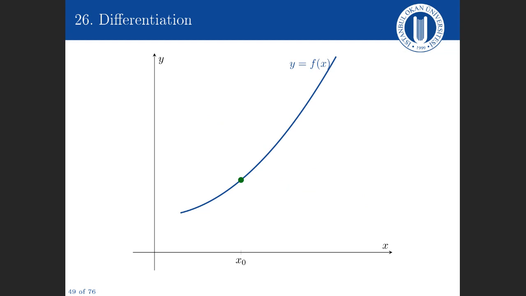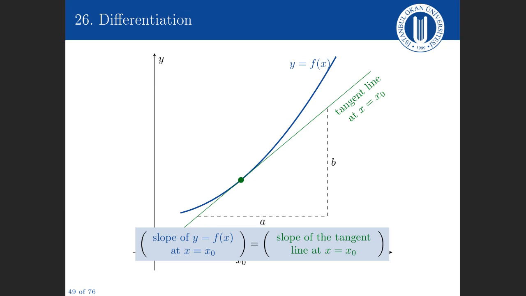What if we don't have a straight line? What if we have a function? How can we find the slope of a function like this at the point x0? What we can do is draw a straight line which just touches the function at x0 and which has the same slope as the function at x0. And then we can draw our triangle, measure A and B, and calculate that the slope is B divided by A. We say that the slope of the blue function at the point x0 is the same as the slope of the tangent line at x equals x0.